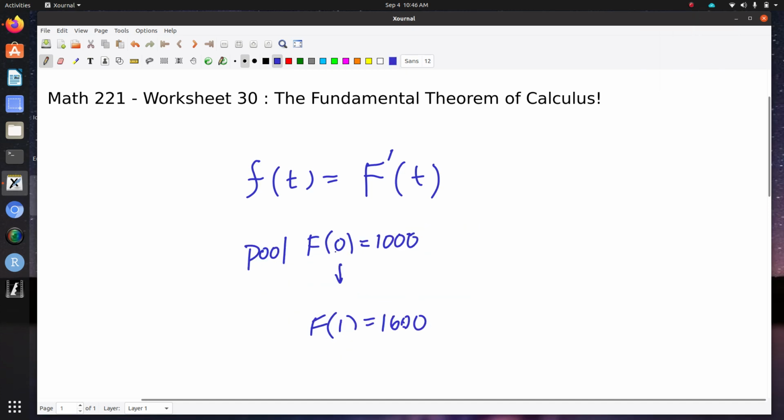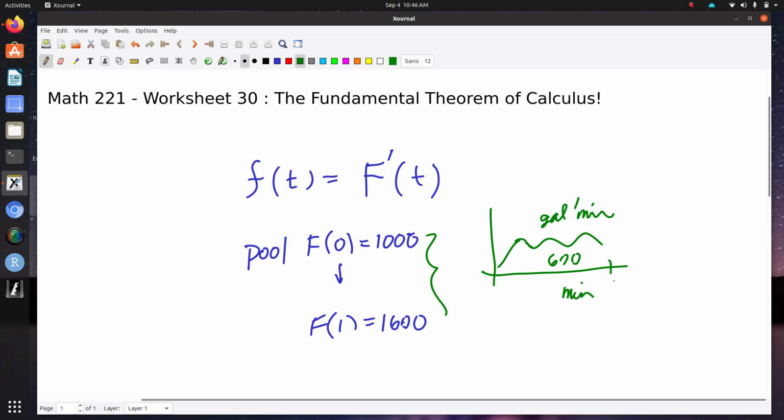So in this case, if your pool started out with 1,000 gallons and 1 hour later it has 1,600 gallons, there are a lot of different ways this could have happened, but the total area under your F curve has to be 600, because you're going to be giving this in terms of gallons per minute. And then you're going to have minutes on this axis. You're going to go up to 60 minutes, and then you're going to add all that volume into the pool. Okay?